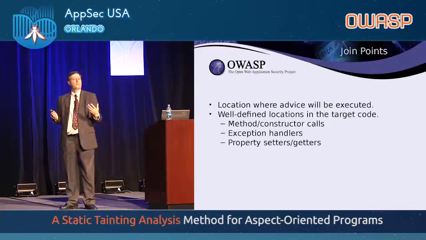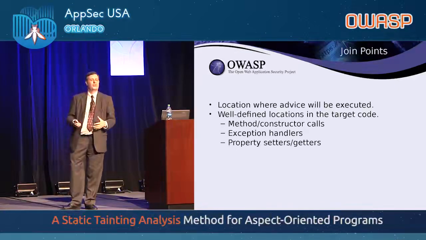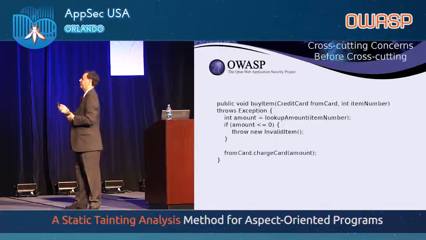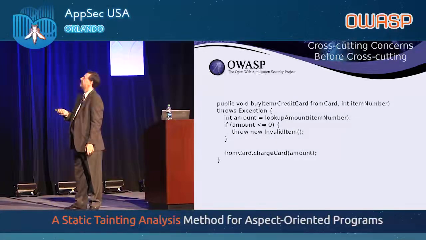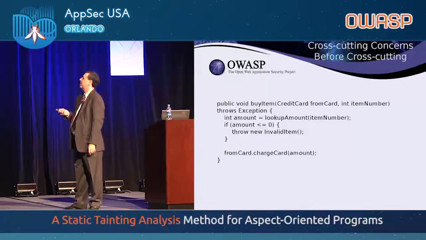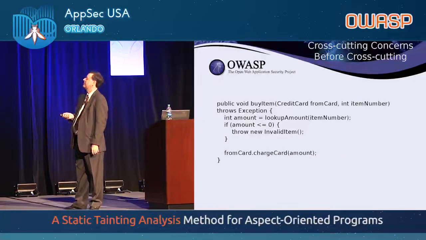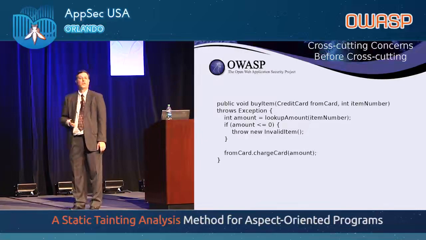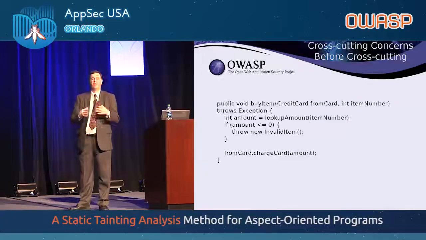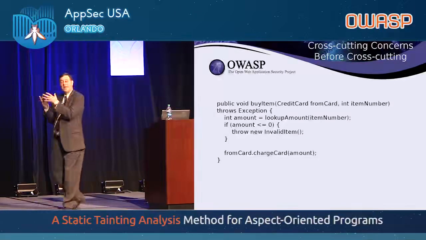You get join points for free. You don't do anything to get join points. They are already in your code, ready to go. If you've written a Java program, you've got join points because you come right back here. You have a join point here at buy item, the function itself. You have a join point at the call to look up amount. You have a join point at the exception. You have a join point at the call to charge card. All of these are predefined for you. So you get them for free. You do nothing.